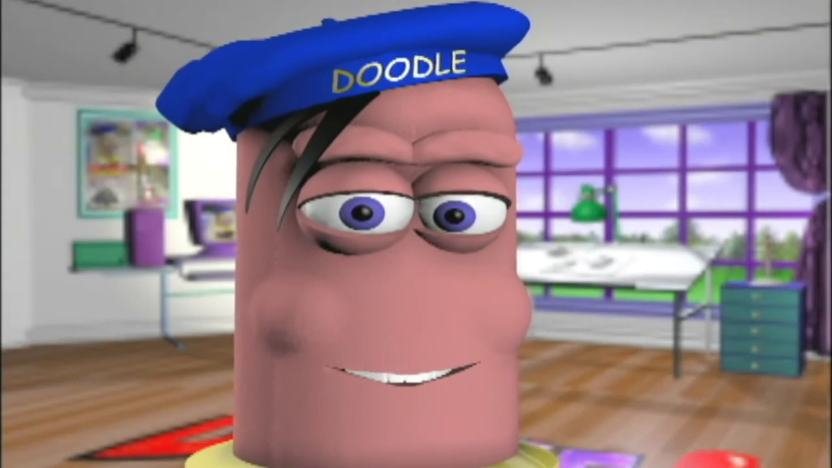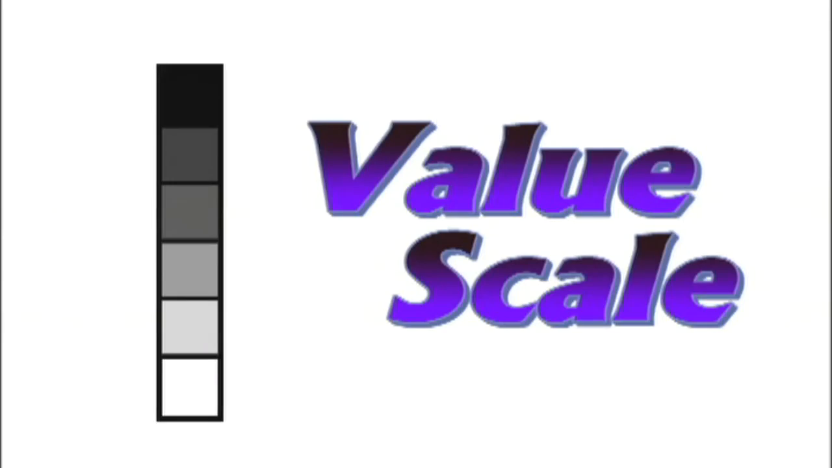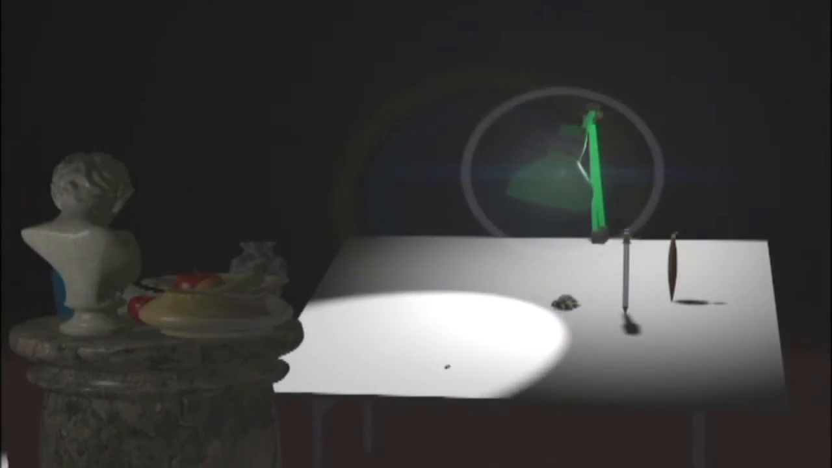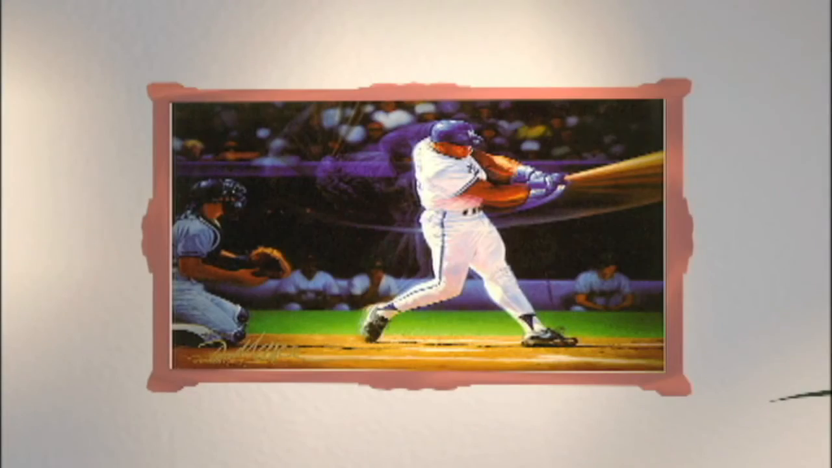Okay, let's review today's lesson. We studied light and shadows, the value scale, light sources, and learned about photorealism from artist Daniel Moore, and learned the words contrast and still life.